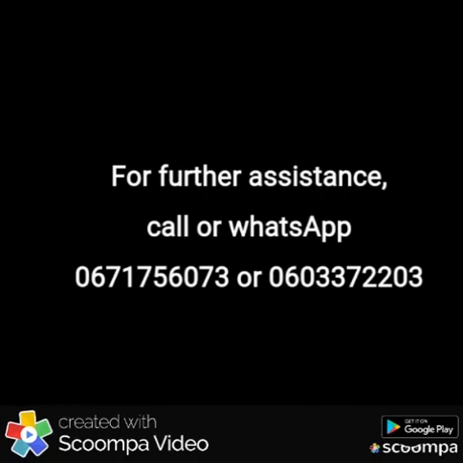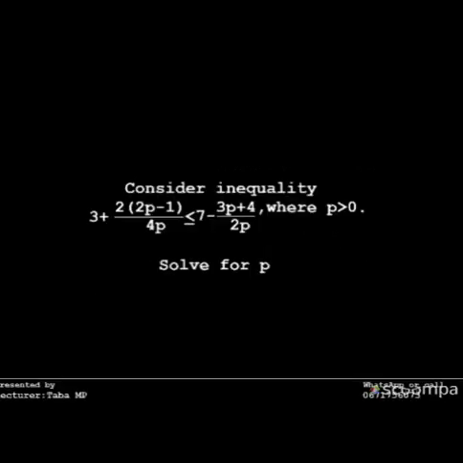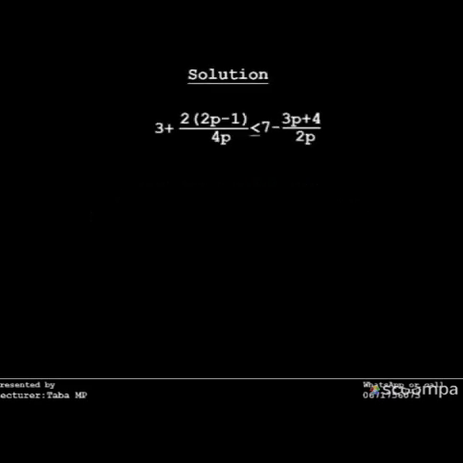As you can see on your screen, the problem statement states that, consider the given inequality 3 plus 2 into (2p minus 1 over 4p) is less than or equal to 7 minus (3p plus 4 over 2p), where p is greater than 0, solve for p. This means that we must apply our mathematical knowledge of simplifying or factorizing in order to find the value or values of p. The first thing we should do as an approach is to deal with brackets by multiplying all the terms inside the brackets by the 2 which is next to the same brackets.